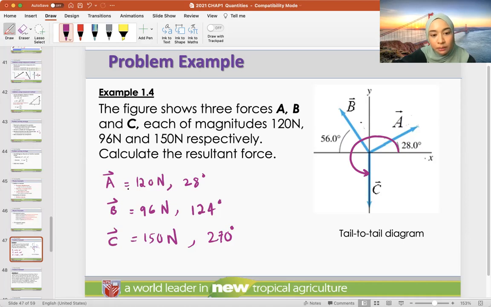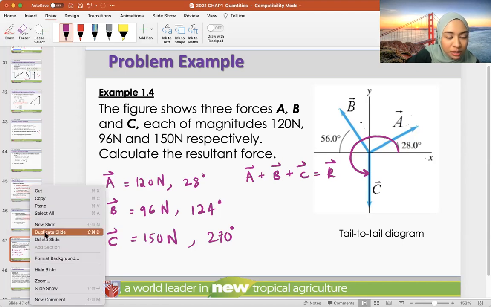Okay, so we have our magnitude, we have our direction. Calculate the resultant force. Okay, A, B, C are forces. Dia semua forces. So kita nak tahu apakah addition of these forces to get us the resulting force. A plus B plus C equals the resultant force. So that is what we are looking at. Okay, so I am going to ask people to do this calculation for me because I'm rewarding you with a break after this. New slide.